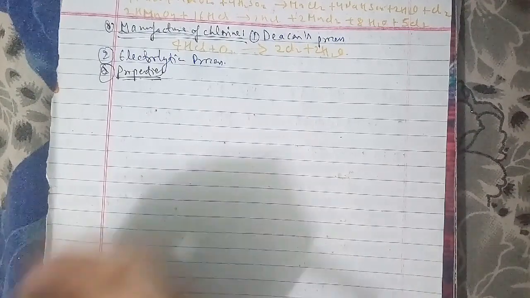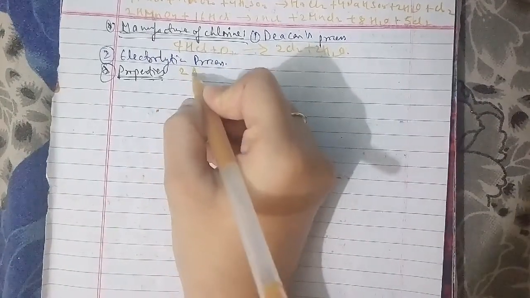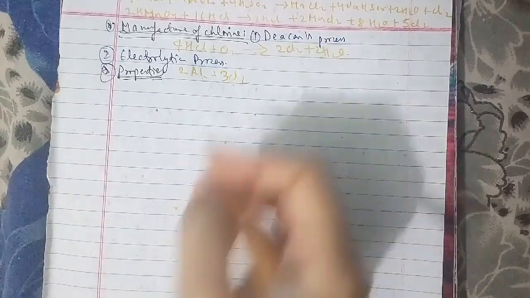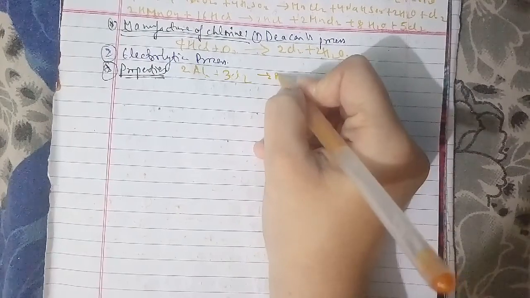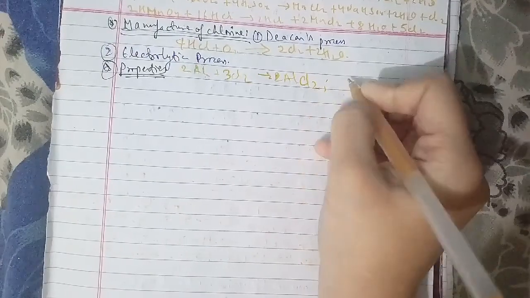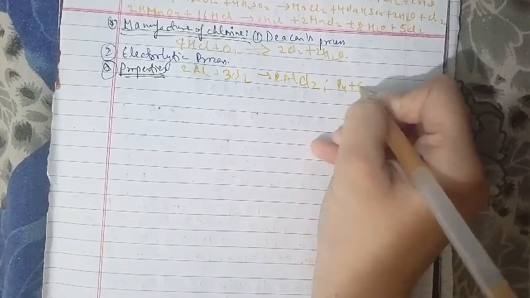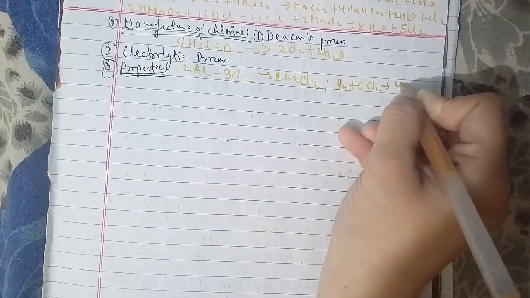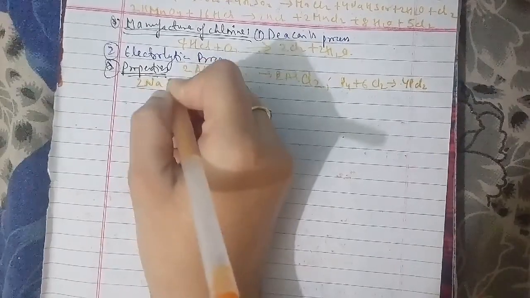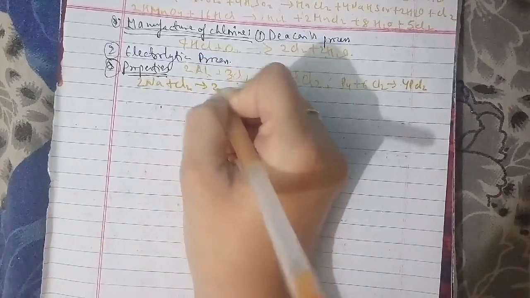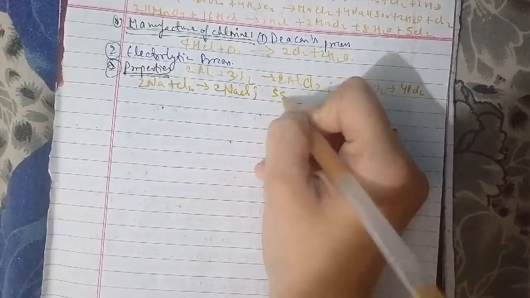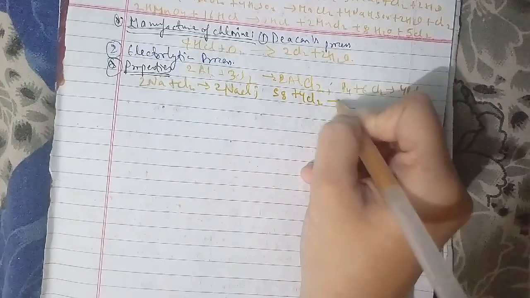With excess ammonia, chlorine gives nitrogen and ammonium chloride, whereas with excess chlorine, nitrogen trichloride, which is explosive, is formed here. That is 8NH3 plus 3Cl2 will give 6NH4Cl plus N2, and NH3 plus 3Cl2 will give NCl3 plus 3HCl. This is with Cl2 in excess, and the previous one is with NH3 in excess.